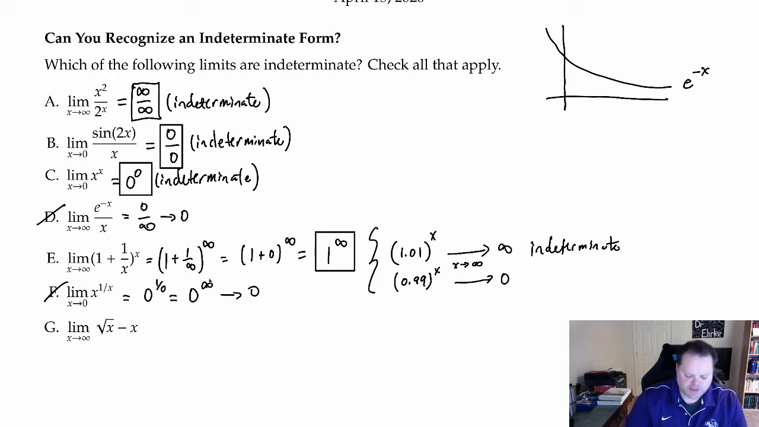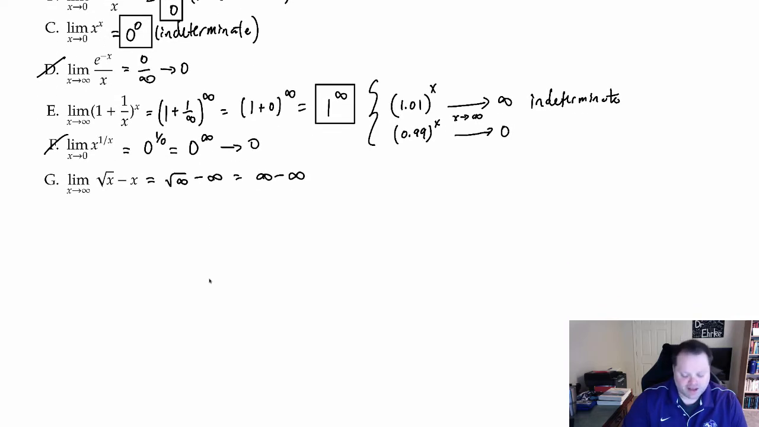Finally, let's talk about G. If you plug x equal to infinity in for the limit on G, you'll get the square root of infinity minus infinity, which is infinity minus infinity. This one is the most misused one, I think, on the list by students. Most students want to say that this is 0. Let me explain quickly why it's not.